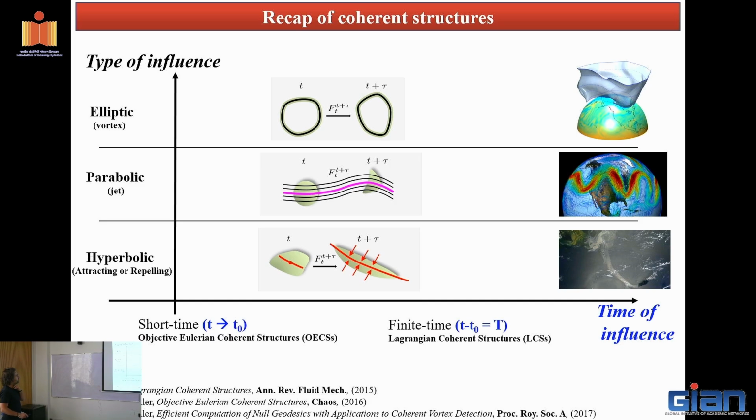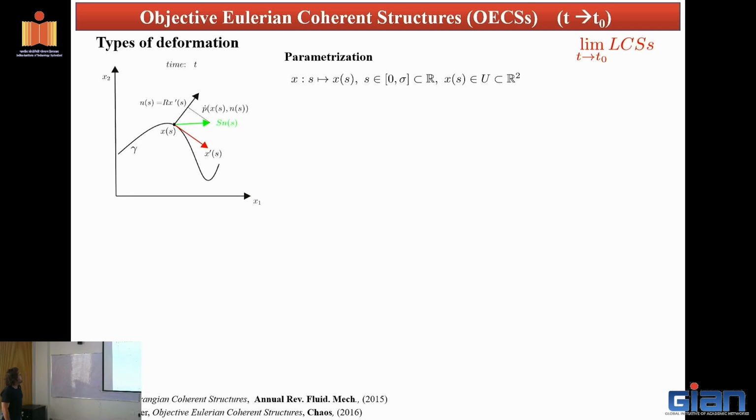And then, 2 days ago, we had some preliminary classification of coherent structures. They could be hyperbolic, attracting and repelling, parabolic jets, and elliptic vortex type. They could be short time, finite time, or asymptotic. And again, as I said, there could be many other sorts of coherent structures that have likely not been developed yet. So you can define a new notion of coherence and define other types of structures.